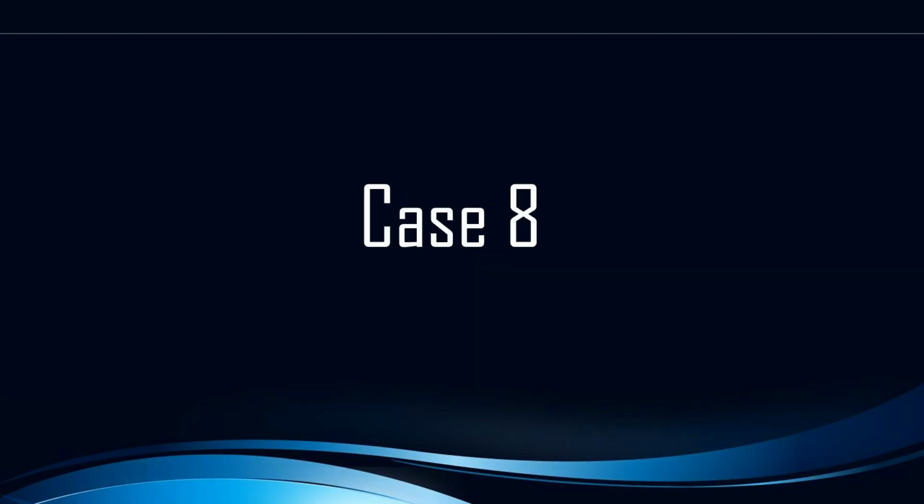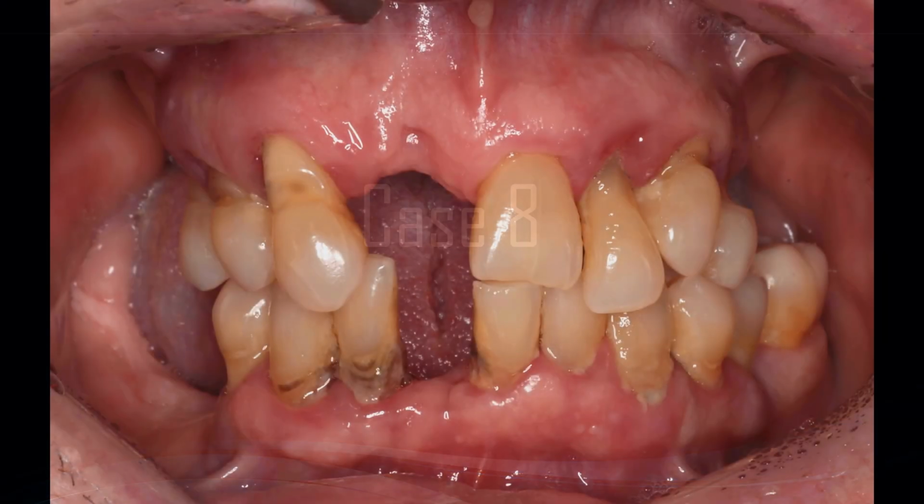Case 8. This is another just amazing transformation that I don't even realize until I start going back and putting these cases together. This patient has numerous problems, bone loss, periodontitis, decay, calculus, missing teeth, and not great bone, which is another, just I'm flabbergasted when I see the final results on these, because you would never know it was the same patient, and I'll show you that here in just a few slides.